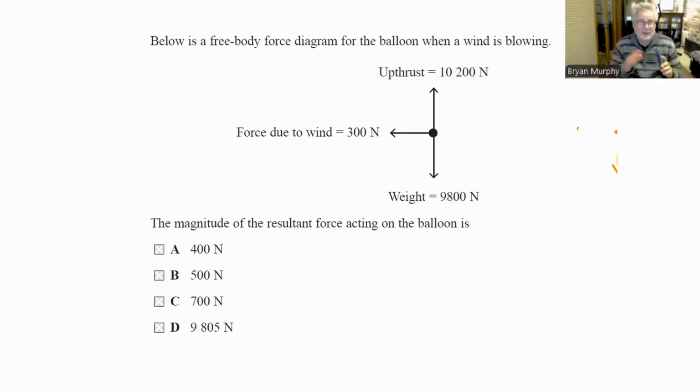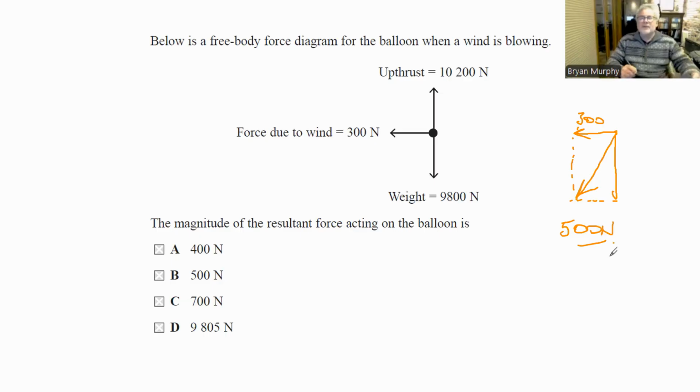That's all there is. So we don't have to do any adding up. I'm just going to leave that in as 300. And we've got ourselves yet again a little Pythagorean triplet, 300, 400. So we know full well that that is a 500 newton force. So the force acting on the balloon is 500 newtons.